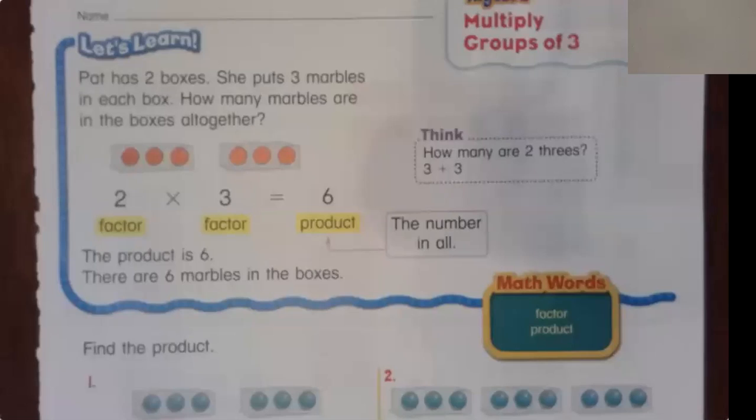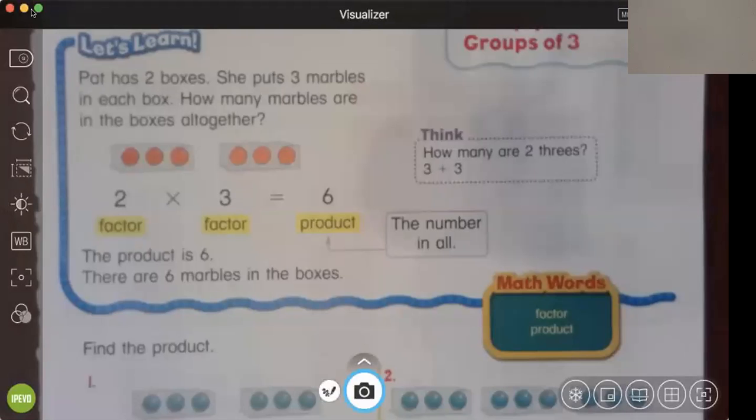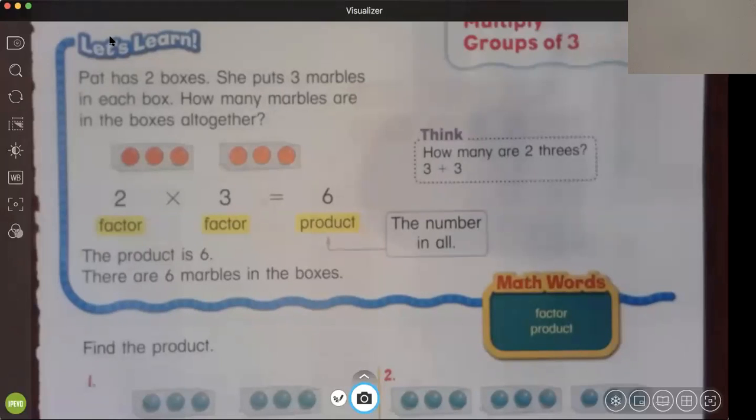So we're gonna do lesson 3, chapter 12, lesson 3 today. So we're working on multiplication and we've done the 2s. Now we're gonna multiply by groups of 3. So let's just go ahead and jump in and get started here.